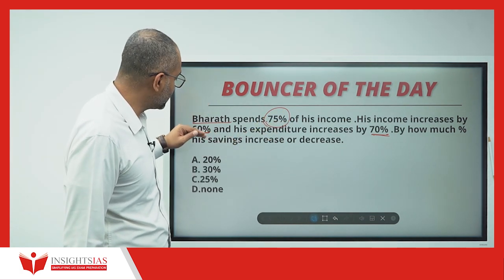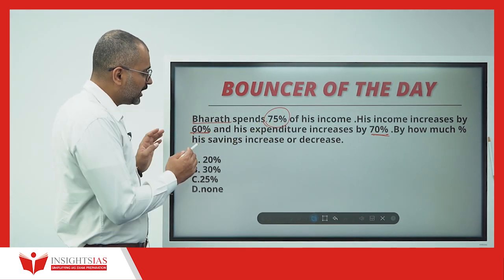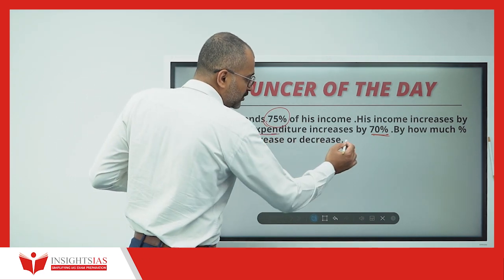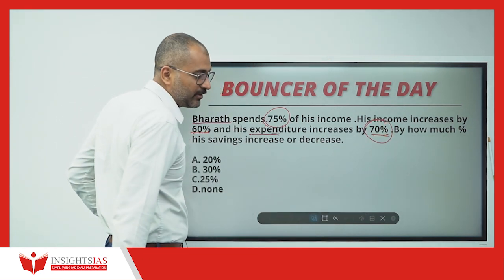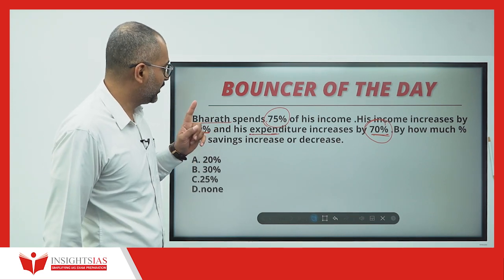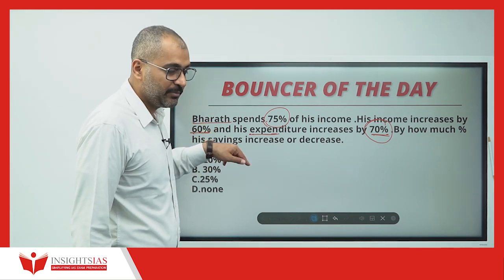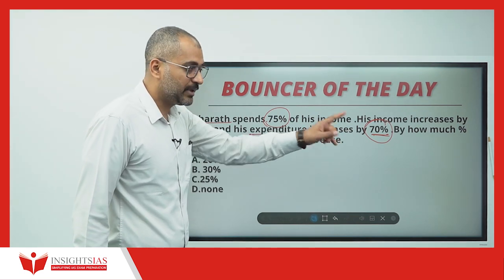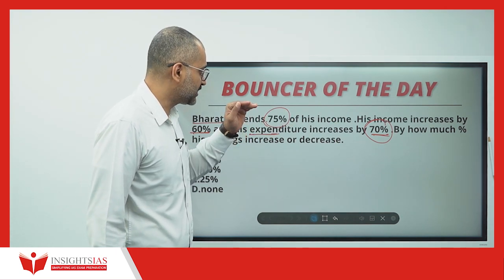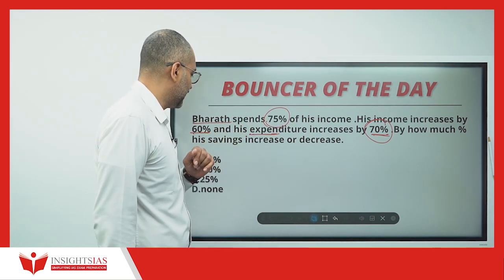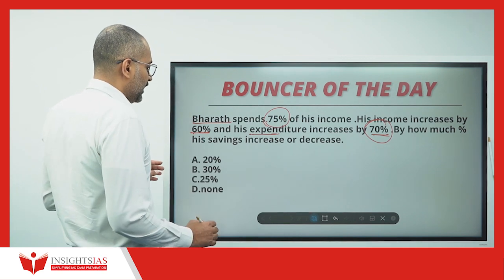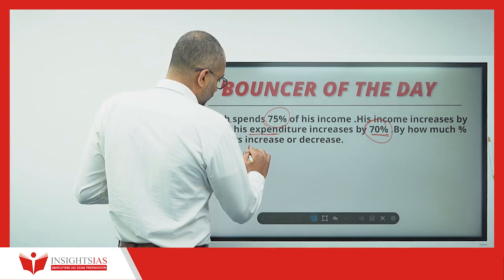What do you do when you increase your income? When you get more income, your expenditure also increases, right? In this case, it is increasing by 70%. Then, earlier savings and present savings, what is the difference in the percentage? That's what he is asking. What percent increase or decrease has the savings become? Now look here, I'll show you some ways of solving this question.